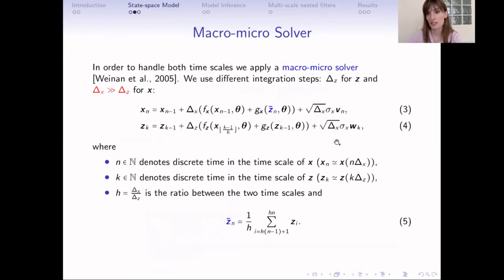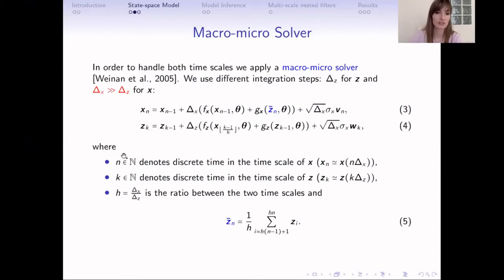As both states work in different time scales, we need to use a macro-micro solver to integrate them. The idea of this macro-micro solver is the use of an Euler integration, but with different integration steps. We have delta z for z and delta x for x, this one being quite bigger than the integration step of z. Then we denote discrete time in two different ways.